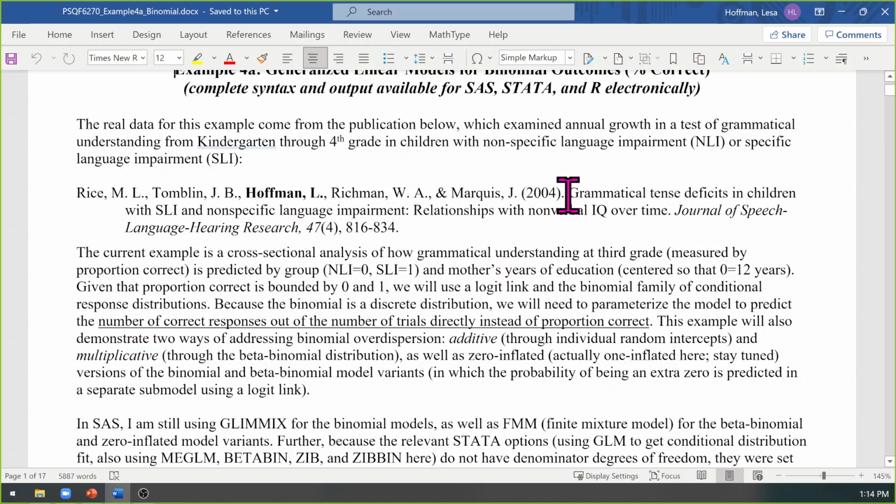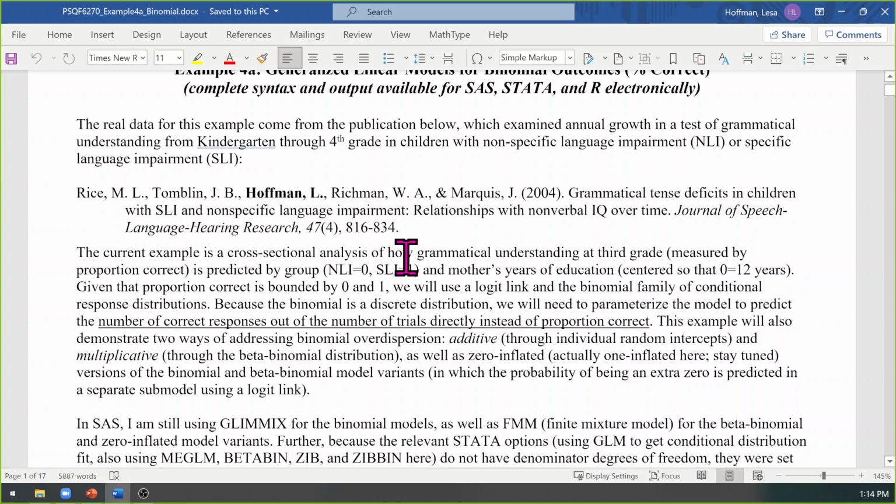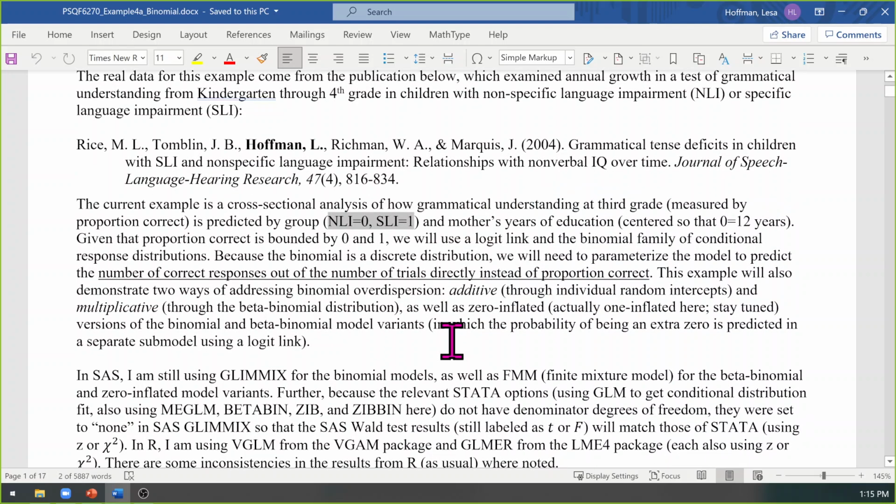So this was a study, I'm trying to remember exactly what this one was. I believe that this was a growth model of change from kindergarten to 4th grade in like 5 different measures of grammatical understanding, and the big difference was how do these 2 groups differ from each other in their growth trajectories. So this was one of the first forays that I did with growth models.